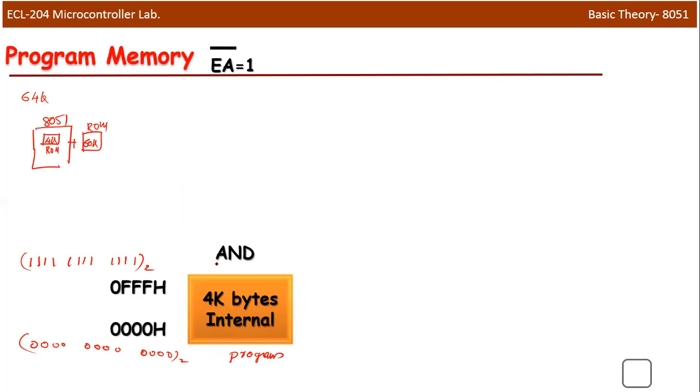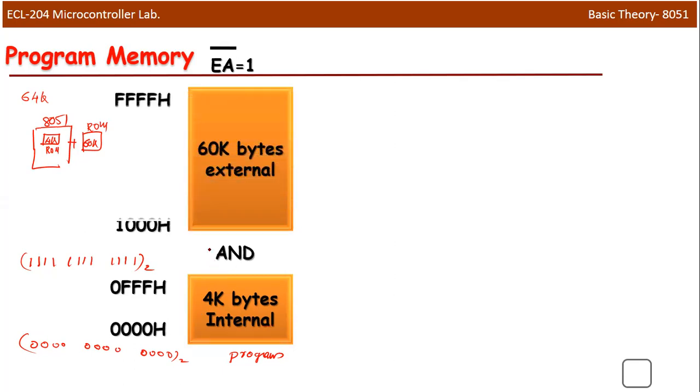So the next address after 0FFFH is 1000H. From 1000H to FFFFH is used to address the external ROM or external flash memory. So in total, 64K, that is 64,000 memory locations, can be used for programming.